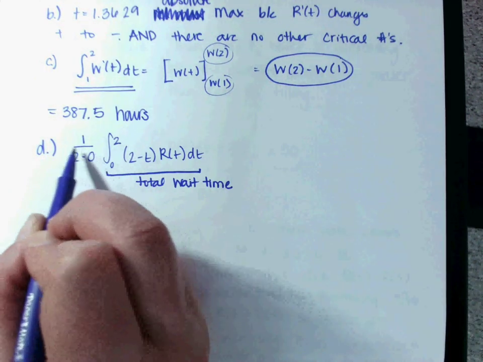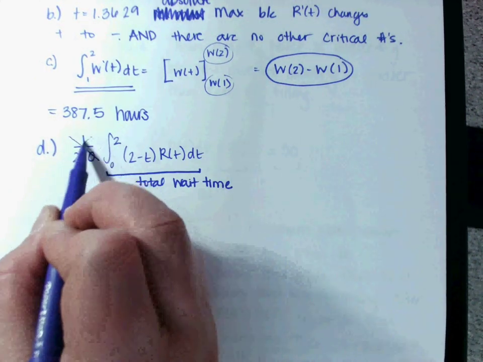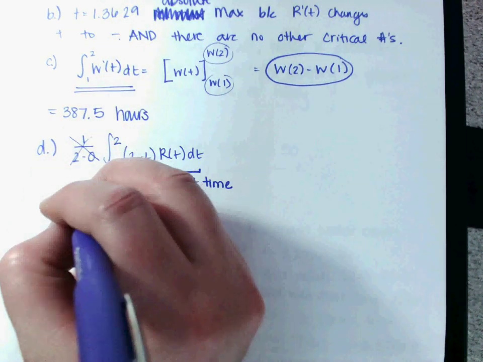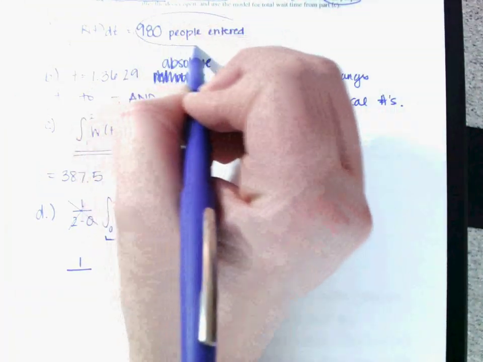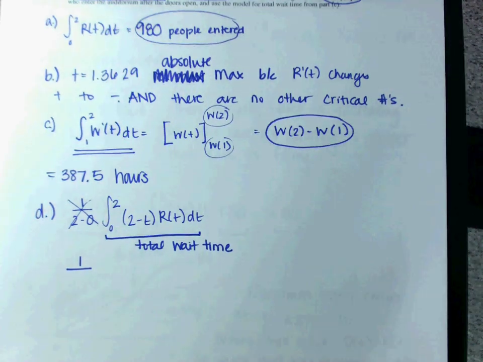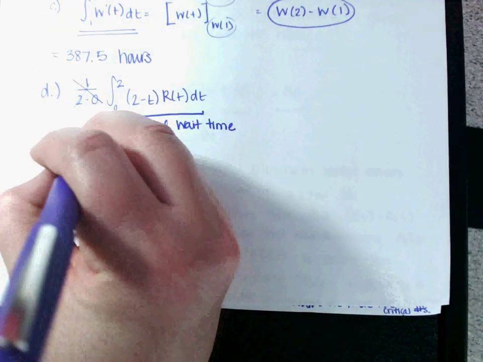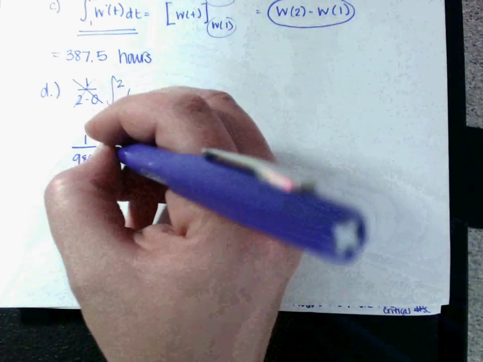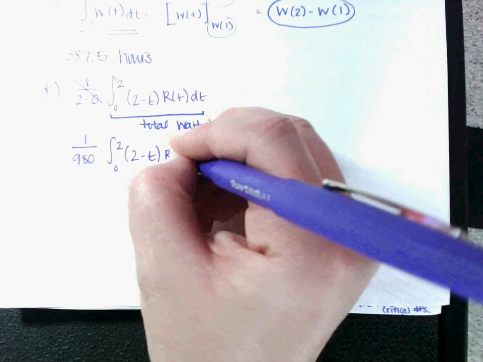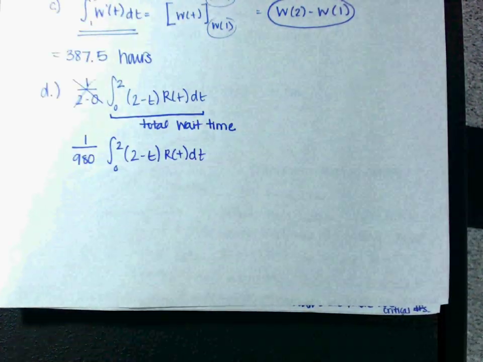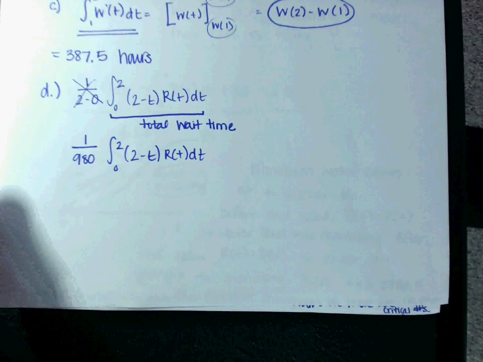So rather than putting hours here, this is a little bit tricky. This is probably the mistake they would have expected you to make. You need to divide by the number of people that are in the auditorium, not by the amount of time that's passed. So go back to part A. We already figured this out. Do you remember how many people entered the auditorium? 980 people. So it'd be 1 over 980 people, because think about it, all those guys are splitting the wait time. Not one person waited for 387 hours or whatever, right?